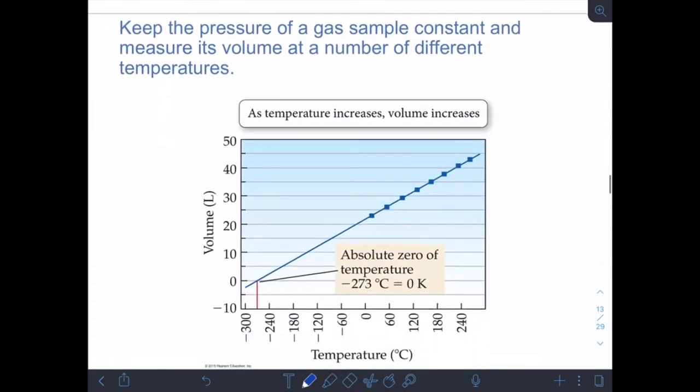So Charles' law is actually one of the ways that scientists determined the value for absolute zero. They used Charles' law and related volume to temperature, and they were able to extrapolate all the way back to: if we reached zero volume, what would be the temperature? And that's one of the ways that they arrived at 0 Kelvin as absolute zero.